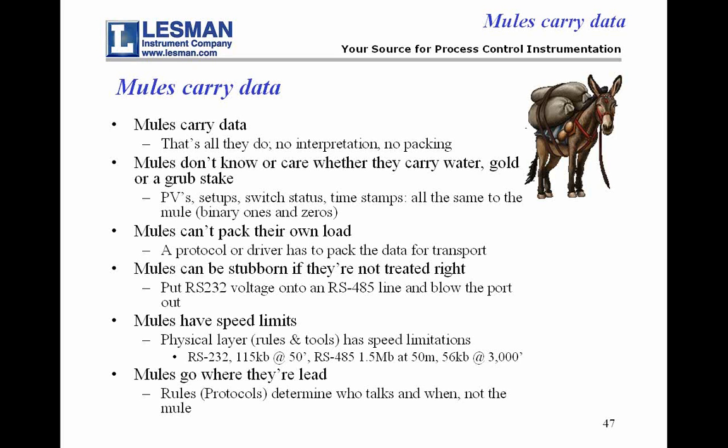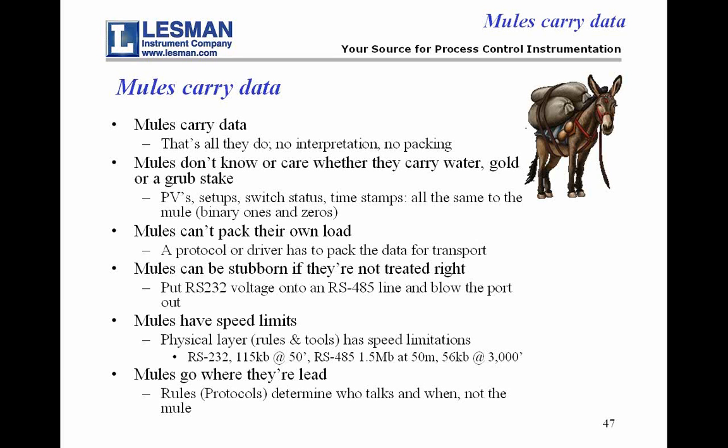That's all they do. There's no interpretation of the data, and they don't even care about how the data is formatted that they're carrying. To the mule, it's just ones and zeros that they're transferring back and forth, and they don't know or care what it is. They don't know whether it's a process variable or set point. They just get it from point A to point B. And they can't pack their own load, which means they can't format the data.